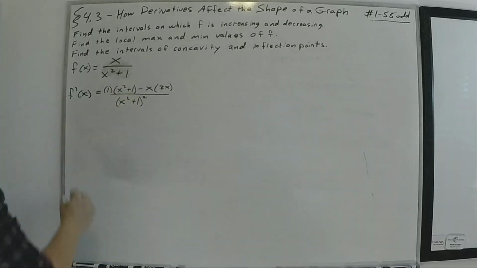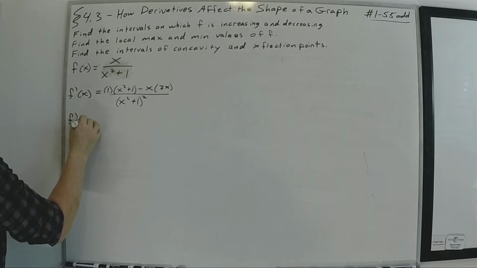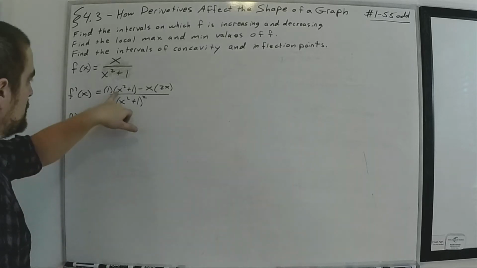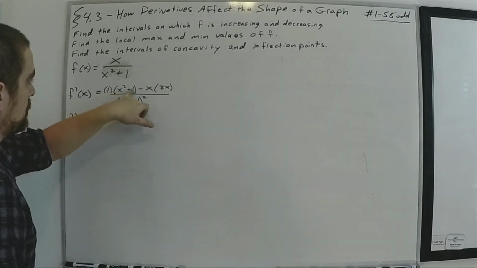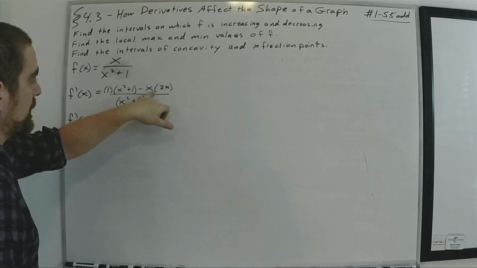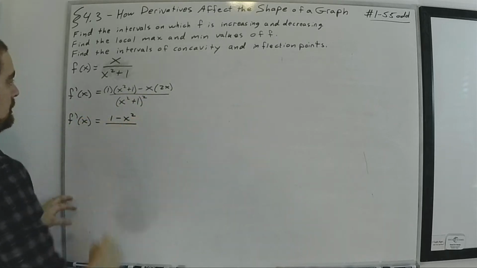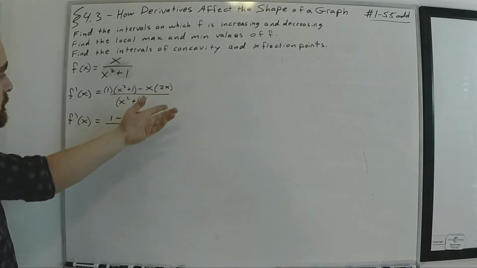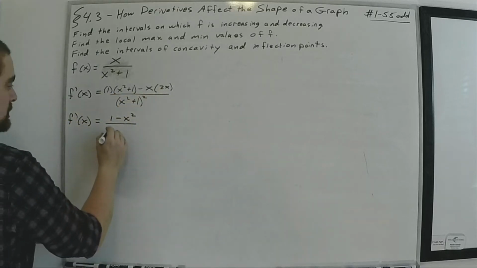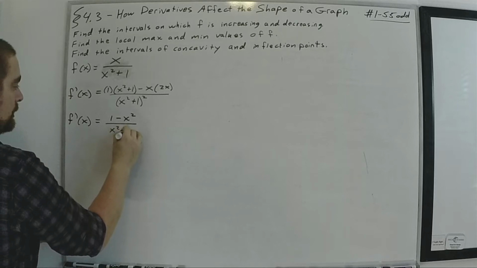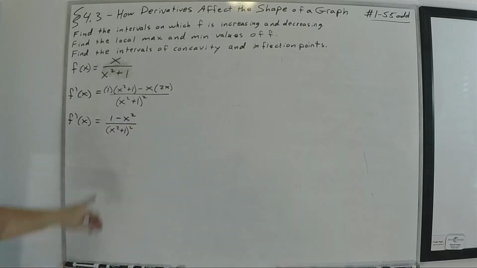Before we go on, that's just sloppy. Let's clean that up. We've got x squared plus 1 minus 2x squared, so I'm going to write 1 minus x squared. That x squared minus 2x squared is a minus x squared. So I'm just going to leave it like that in the numerator. The denominator stays; those don't cancel, they're different. So there's our first derivative.